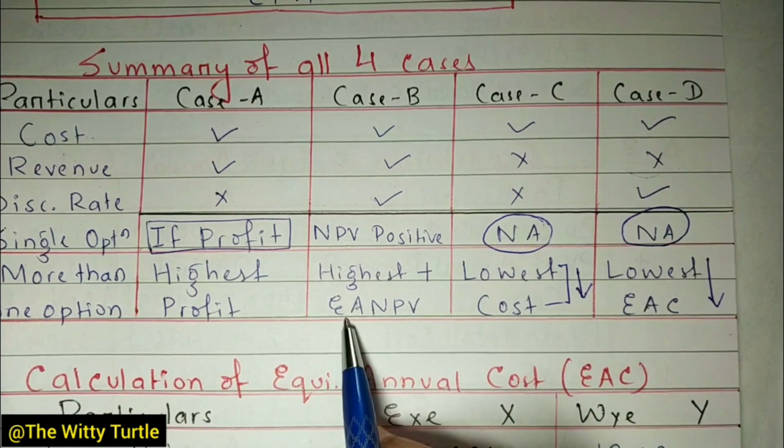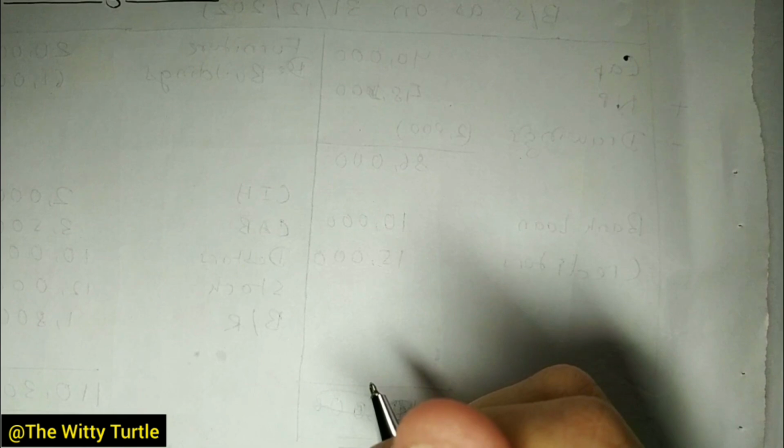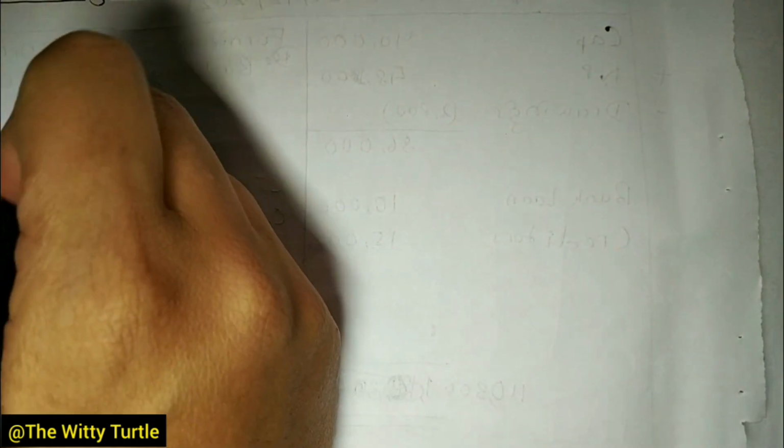EANPV. ठीक है? Equivalent annual net present value क्या होता है, that we will understand now. In financial management of CMA Inter, you have already studied the concept of net present value. So how will you calculate net present value now?